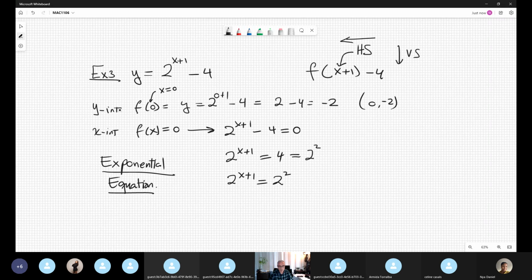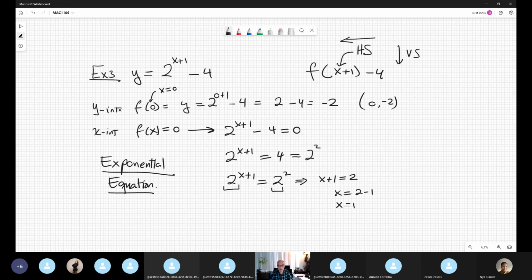Instead of 4, I copy 2 to the second power. In this moment, we have two exponential functions, and by the way, they have the same base, 2. Therefore, automatically, the exponent is the same: x plus 1 equal to, so for x, 2 minus 1 is 1.